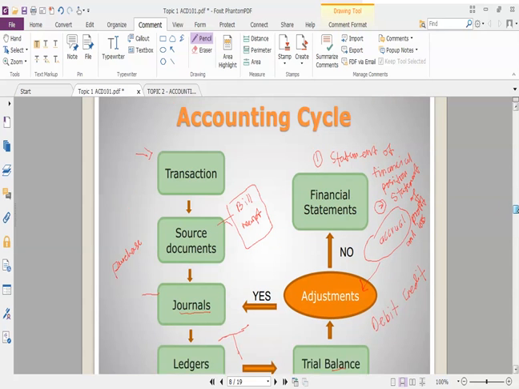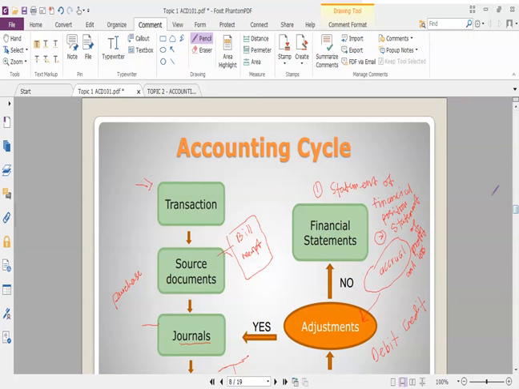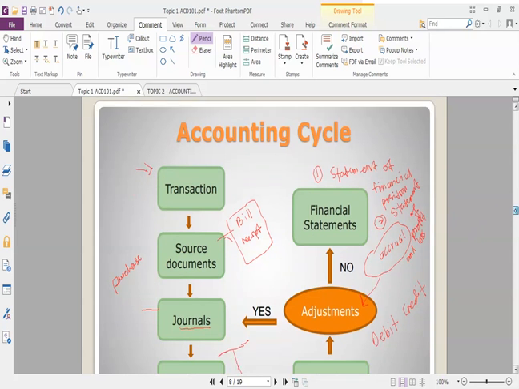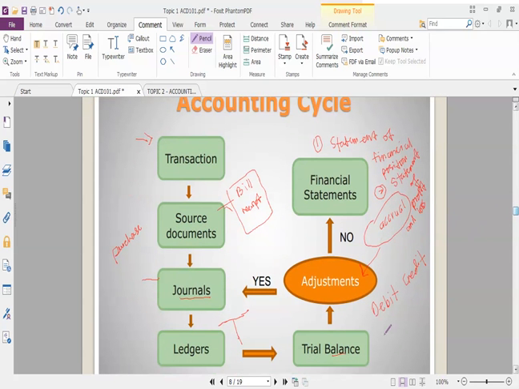If we talk about the accounting cycle, here is the process. Start from transaction, and then go to the source document. Next is journal, and then ledger, trial balance, adjustment, and financial statement.